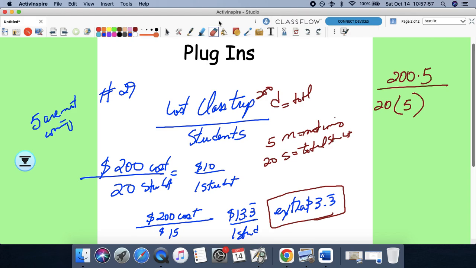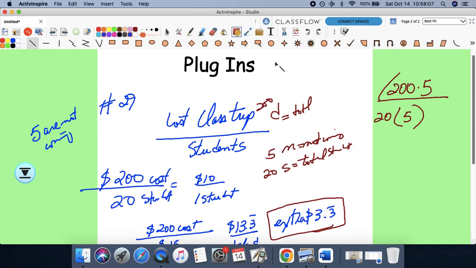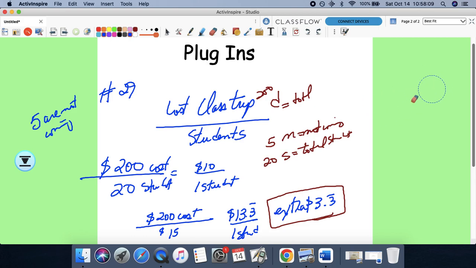D times. Okay, so let's think about it. Total 200, my example. And then S minus, this is 15. So this actually gives you the total that each person would have to pay, $13.33 because the 5 kids decided not to show up. So, but that's not what they want.